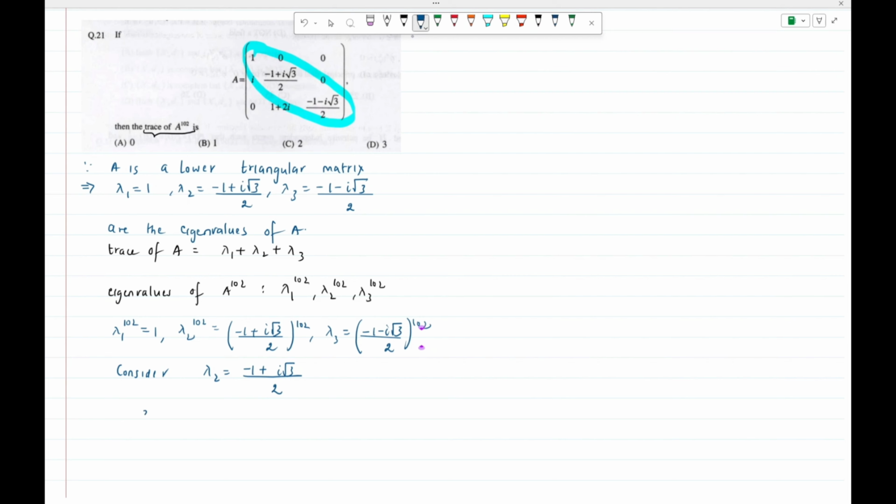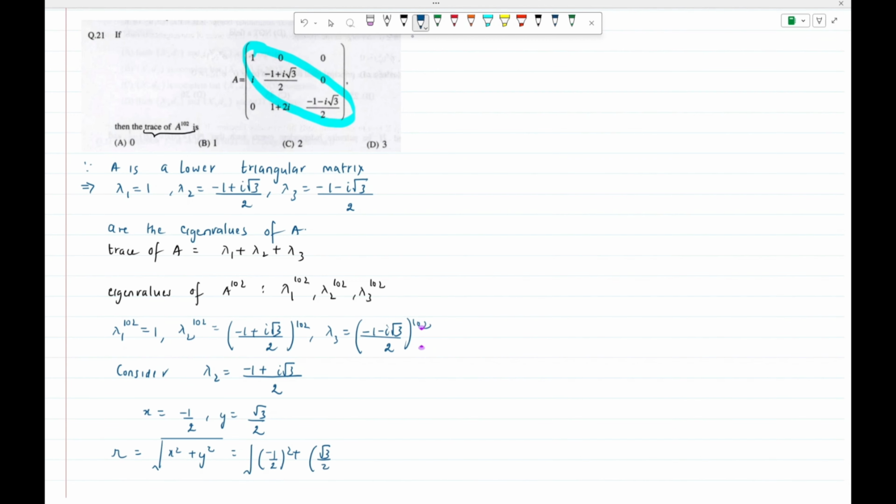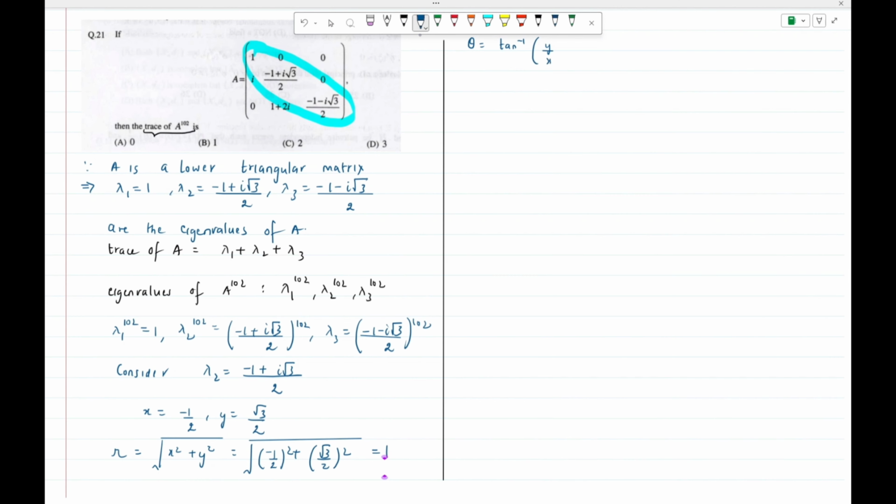Now over here we can see that the real part is negative half while the imaginary part is root 3 over 2. So we can find out R, which is evaluated as square root of x squared plus y squared. In this case it is going to be square root of (negative half) squared plus (root 3 over 2) squared, and this is going to give us 1. So we have got R and we'll also need theta. So theta is given as tan inverse of y over x. So that is going to be tan inverse of (root 3 over 2) divided by negative half. So this reduces to tan inverse of negative root 3.